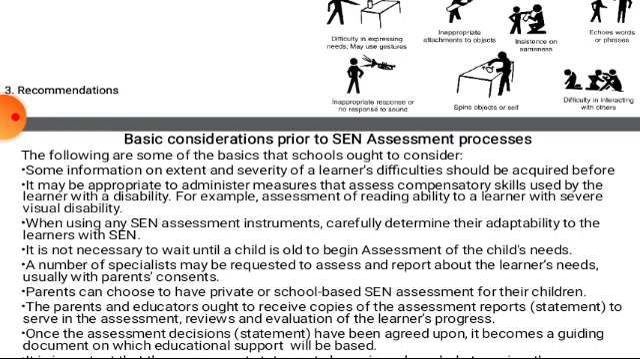Parents can choose to have private or school-based special educational needs assessment for their children. The parents and educators ought to receive copies of the assessment report or statement to serve in the assessment, reviews, and evaluation of the learner's progress.